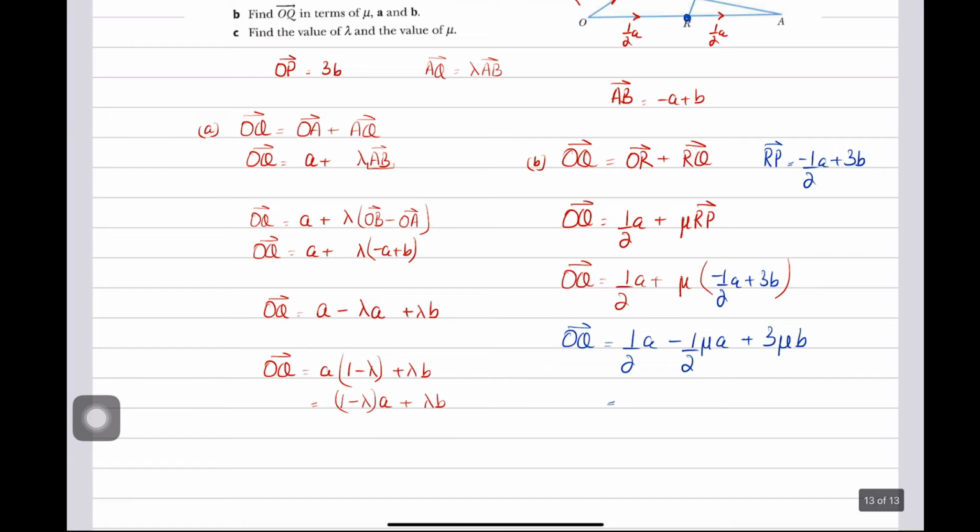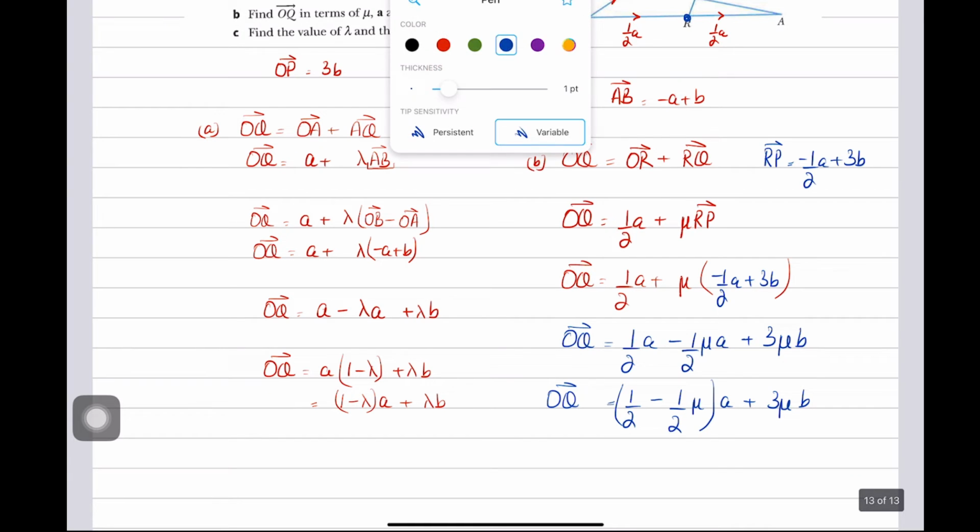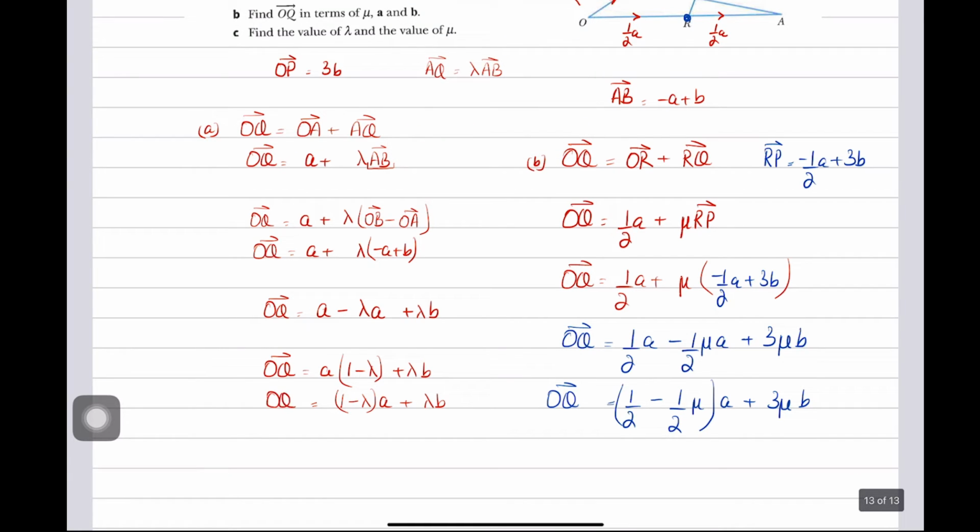So in the first two components, you can see that I can take A common. If I do that, I have half minus half mu. So I factored out A and 3 mu B as it is. So here we have OQ. Okay. And once you do enough questions now, you will for sure know what the third part is going to ask you.